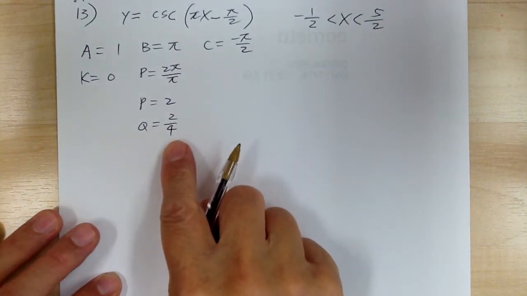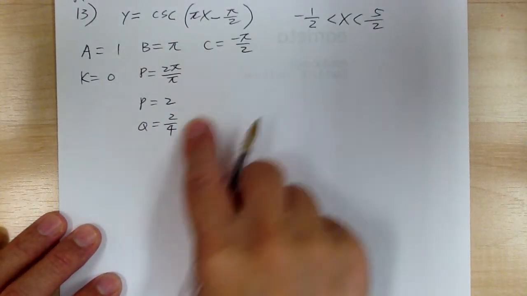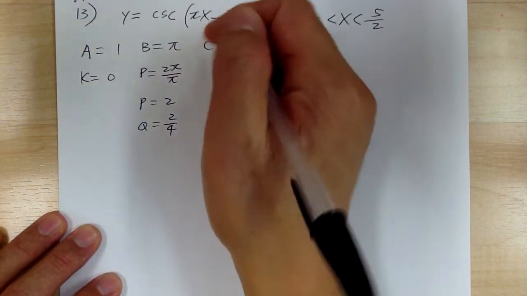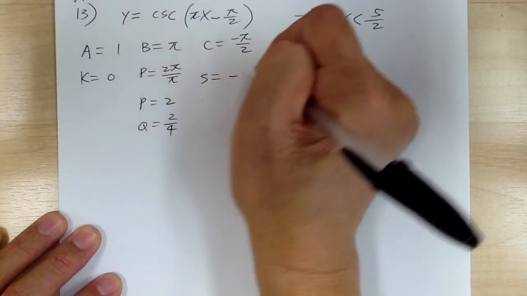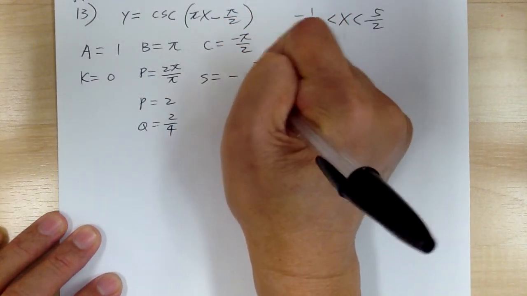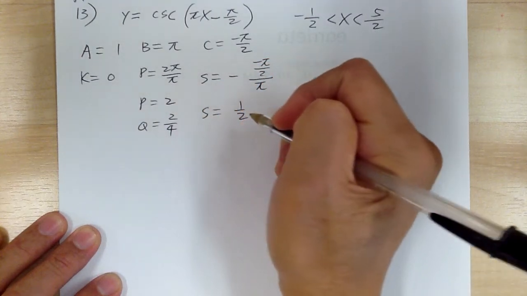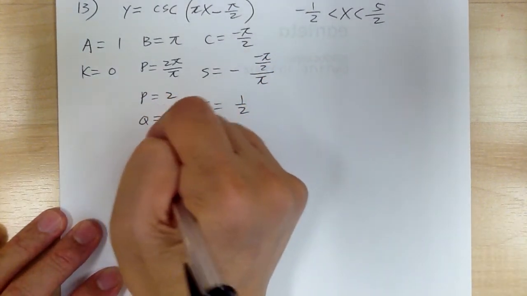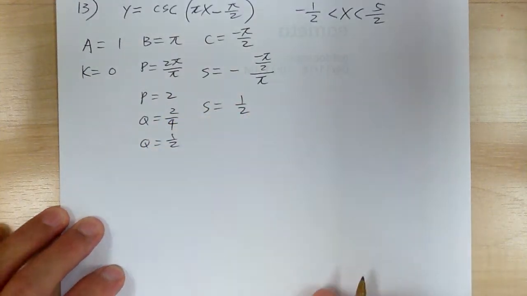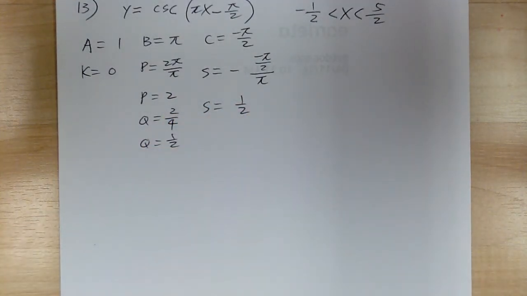I'm not going to simplify yet. I'm going to wait, because maybe you need to get the 4. The shift is negative C over B, so the shift is equal to 1/2. So 1/2 is the denominator. Now we have all the information, so let's go and graph.